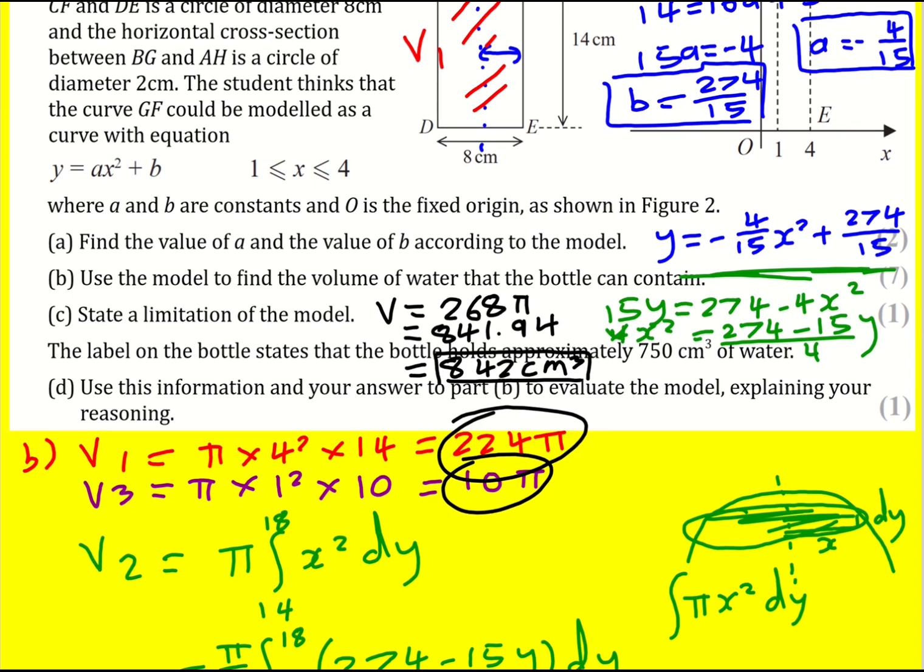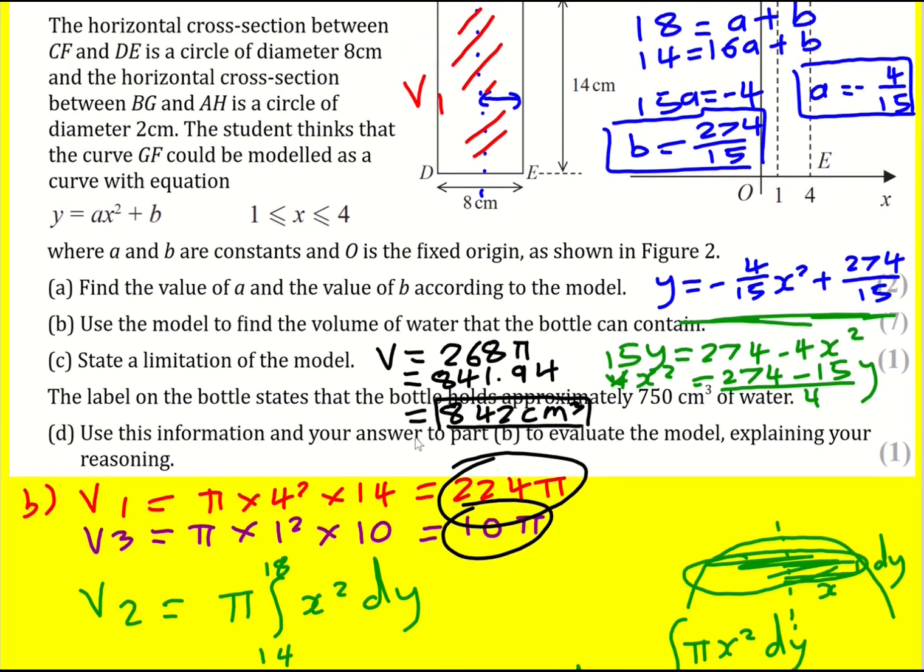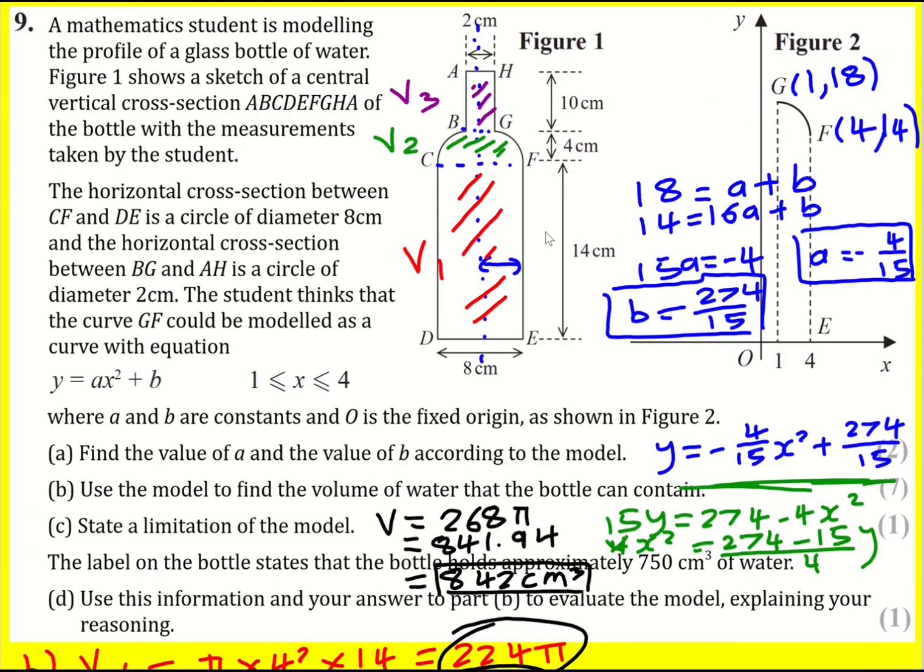Right, we're asked now to state a limitation of the model. That just means something that we've assumed that might not be correct.